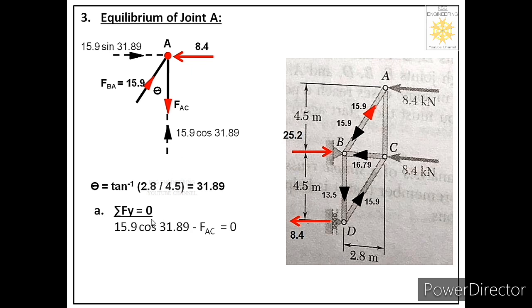So the equation will be 15.9 cos 31.89 minus FAC equal to 0. From here we will get the last answer, that is FAC equal to 13.5, and we got a positive value for this. That means our assumption for FAC is correct. Our assumption was tensile force, so the positive value tells us yes, that assumption is correct. It is actually a tensile force. So we have concluded that the force in member AC is a tensile force of 13.5 magnitude acting away from the joint.